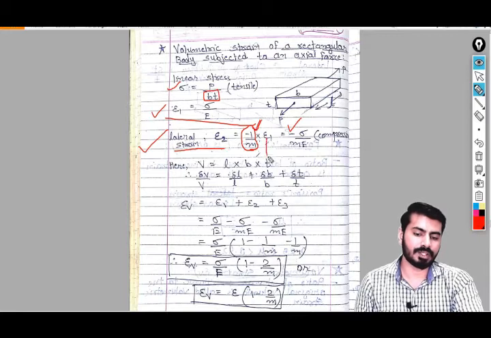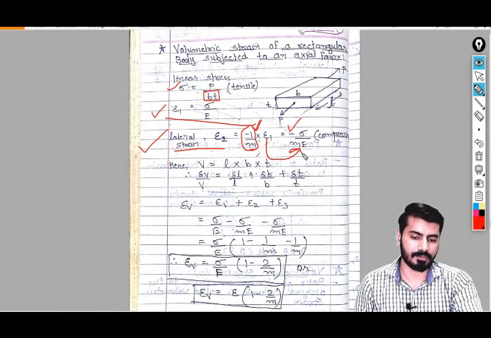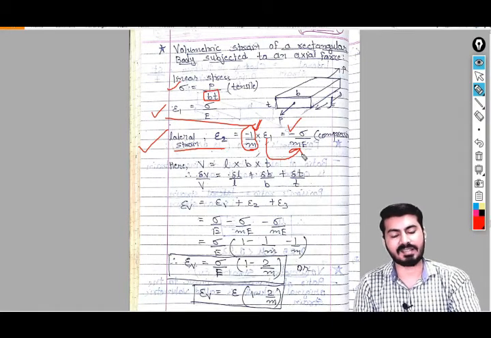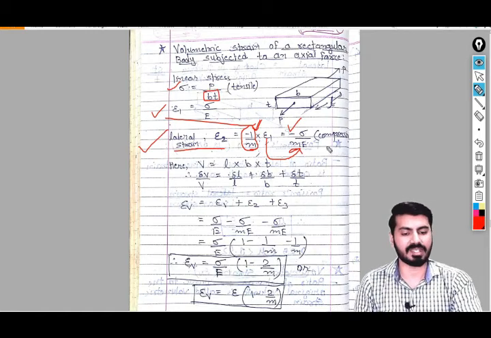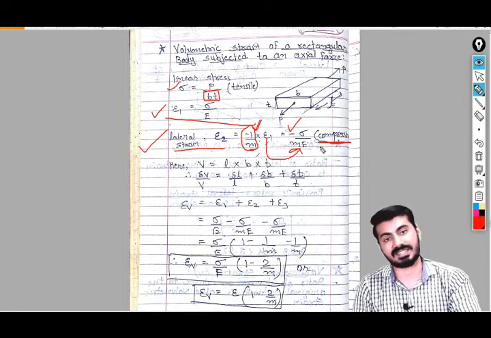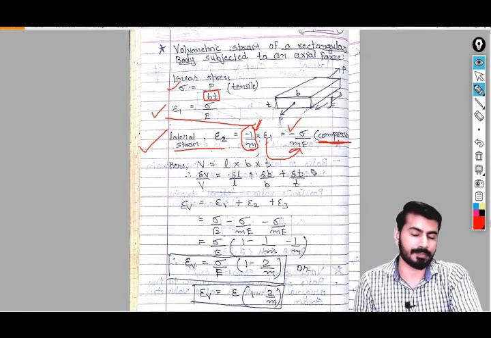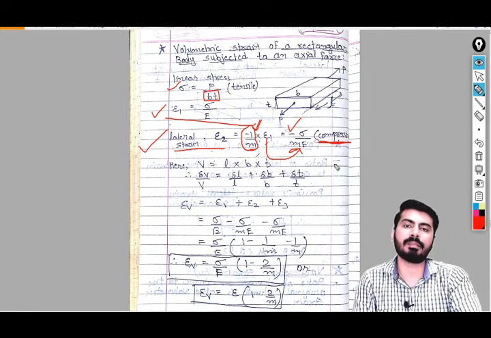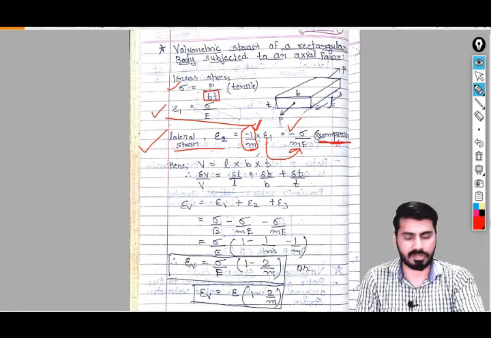And if you put the value of epsilon 1 in the volume equation, then your final answer comes out to be sigma upon E. We have also written over here that it is of a compressive nature, because the minus sign itself indicates that it is reducing, and that is why we have written in the bracket that it is compression.